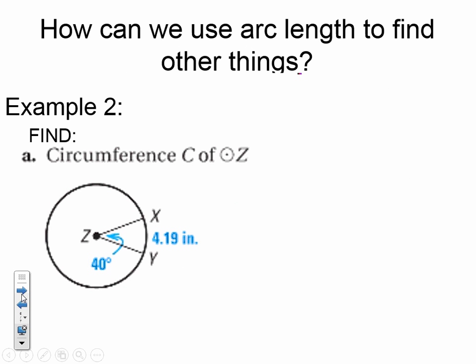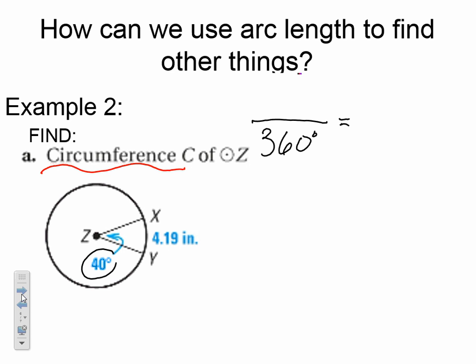All right, example number 2. How can we use arc length to find other things? So now I want to find the circumference. That's my goal, to find the circumference of this circle. So if I plug in what I know, this is 360. I know my degree is 40, so I'll put that up here. My arc length is 4.19, and my circumference, that's what goes here, so I can put an x here.